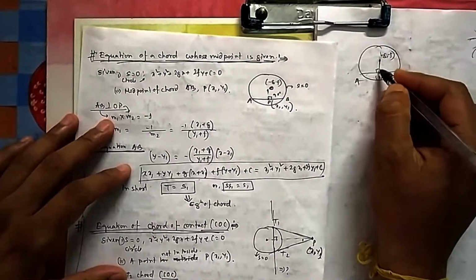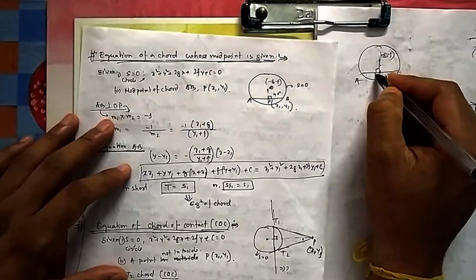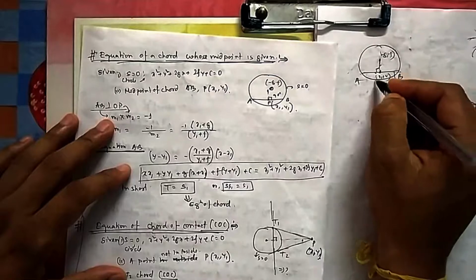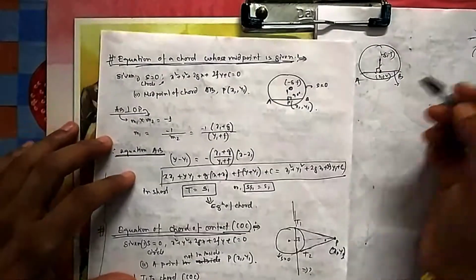So you know this line and these lines are perpendicular to each other. If you can find the slope of this line, you can find the slope of the other line, because this slope into this slope should be equal to minus 1. Once you know the slope of this line, you have a point and a slope, so you can write the equation of the line. That is the idea.